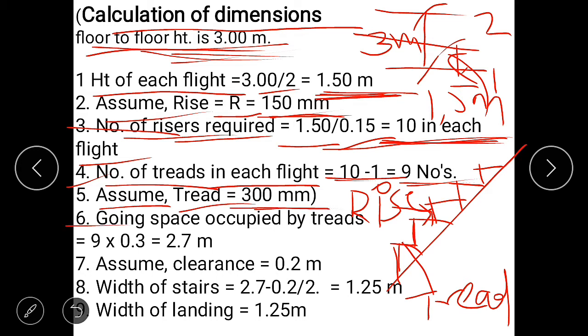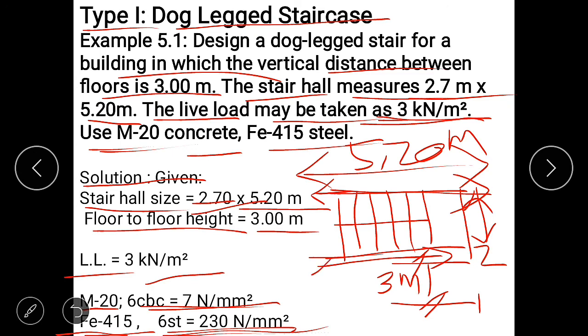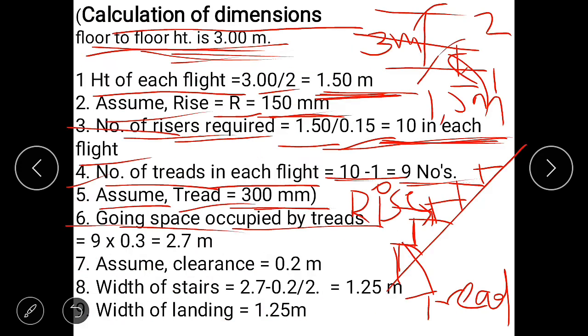Now we have to calculate the going space occupied by the treads. Here, the going space is this space, from the first stair to the second step, that we have to find. Going space required: 9 treads into 0.3, since 300 mm means 0.3, so 9 into 0.3 gives 2.7 meter total distance required.